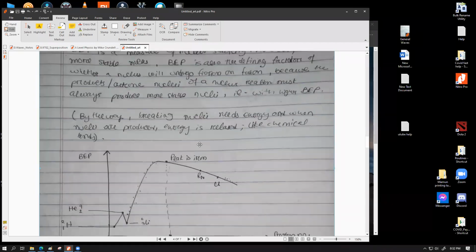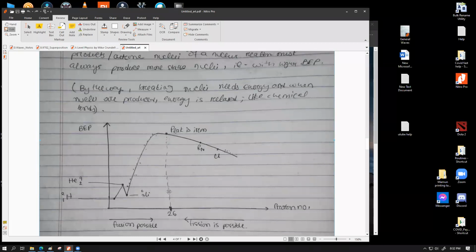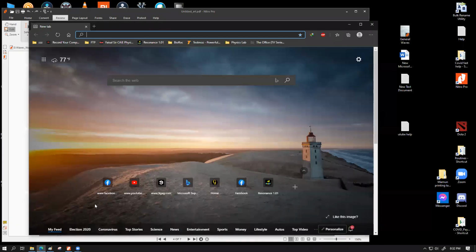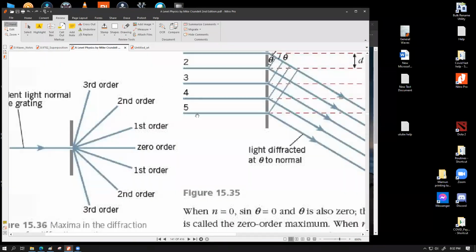Breaking nuclei needs energy, and when nuclei are produced, energy is released, like chemical bonds. So here we have a figure. This figure is not drawn to scale. This is a bit of a convoluted figure, but I'm going to show you the actual shape of this figure from the net maybe, or I can look it up in the book as well.